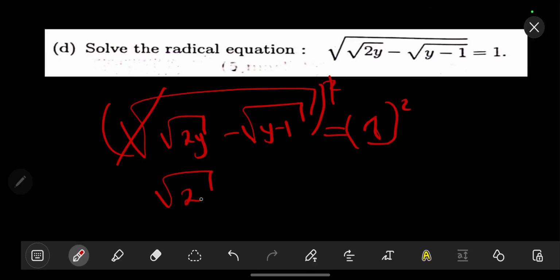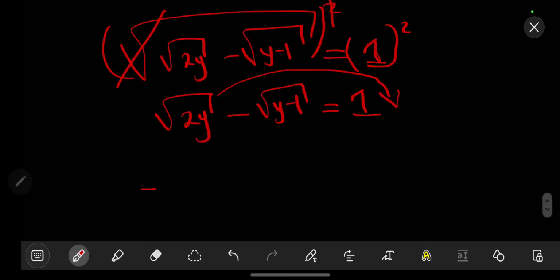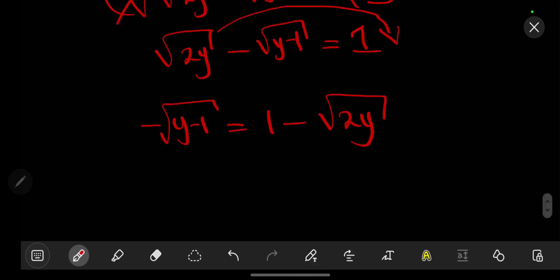So we have our root of 2y, then minus our root of y minus 1 should be equal to 1 squared, which gives you positive 1. From here, we are going to take the one that is simpler to the other side, so that we have negative square root of y minus 1 should be equal to 1 minus the square root of 2y. So from here again, to get rid of the radical, you are going to square.